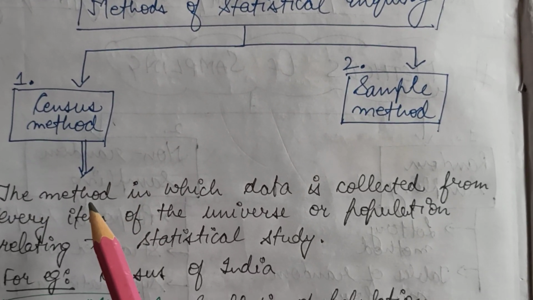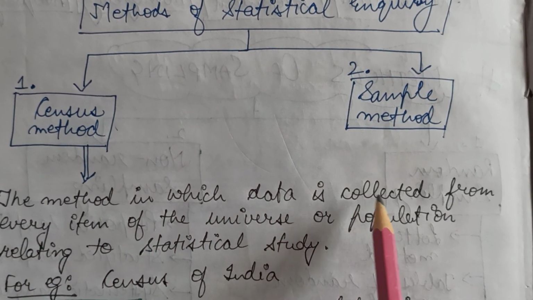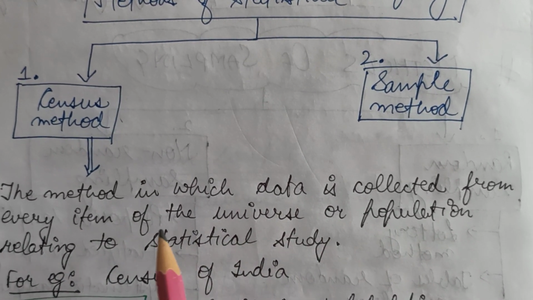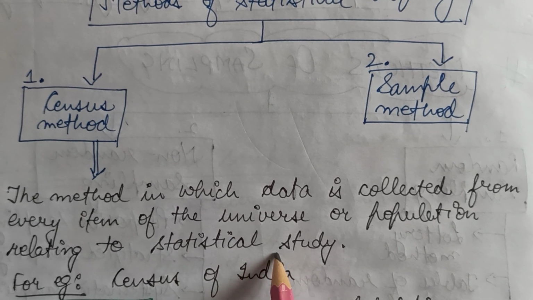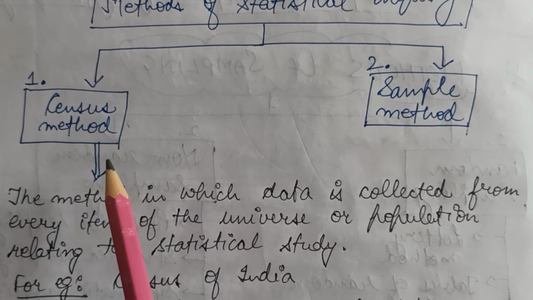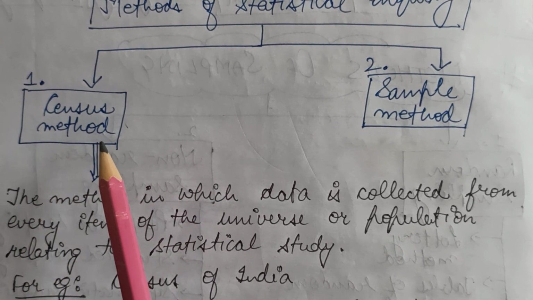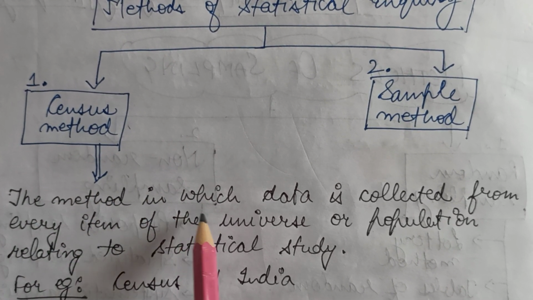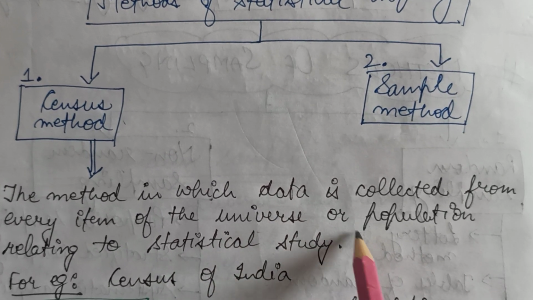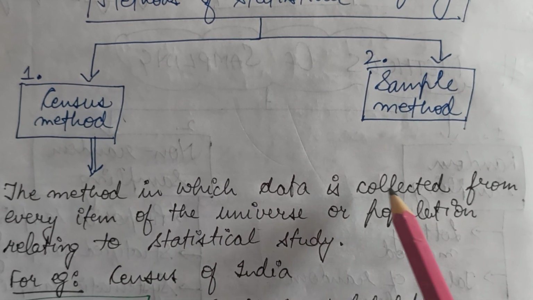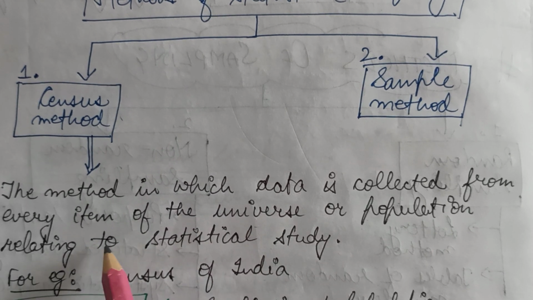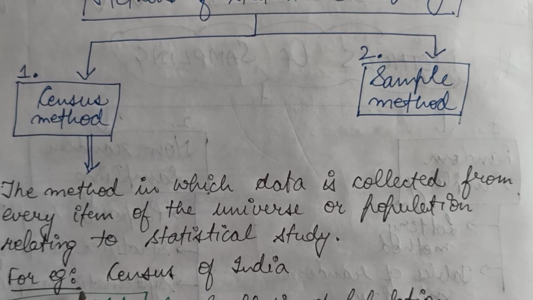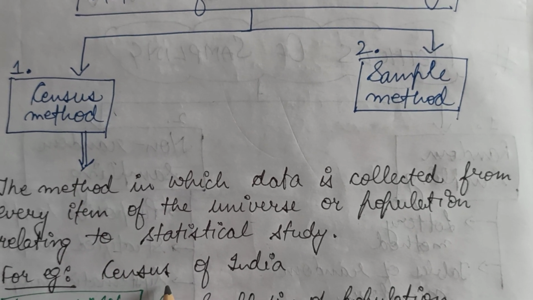Now in this method, the data is collected from every item of the universe or population relating to the statistical study. That means when we are following the census method, we will collect the information or the data from each and every item of the universe or the population, that is, you can say, the area of our investigation relating to our statistical study. And the foremost example of this method is the census of India.